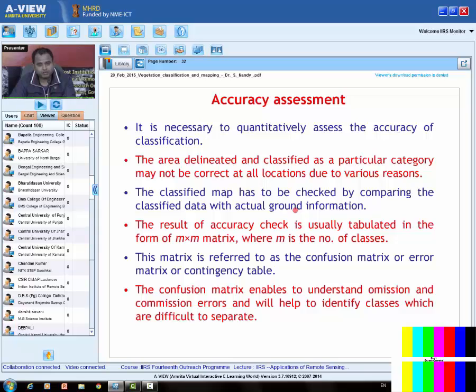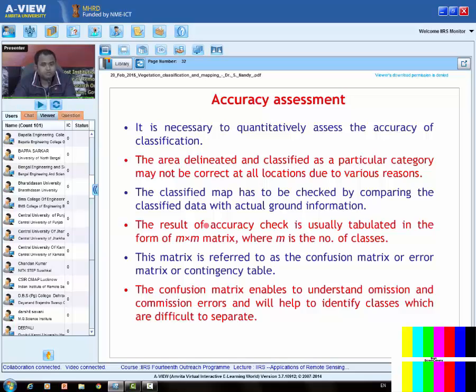I'll confirm in the field, randomly, whether any area in that study area falls in the same class or is misclassified to some other class. So the result of this accuracy check is, say, an M by M matrix, where M is the number of classes. This matrix is basically called a confusion matrix or error matrix. This confusion matrix enables us to understand the omission and commission errors.